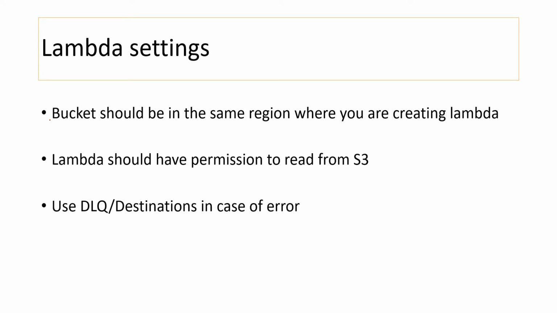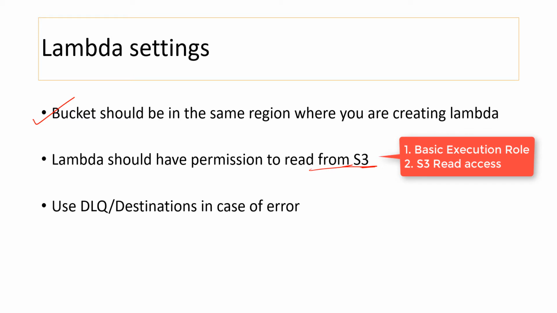So the first one is the bucket should be in the same region where you are creating the Lambda function. You might say that S3 is a global service, but remember we do select a region when we create a bucket. Second thing is Lambda should have permission to read from S3. You should create a new role with basic Lambda execution role and S3 read-only access.